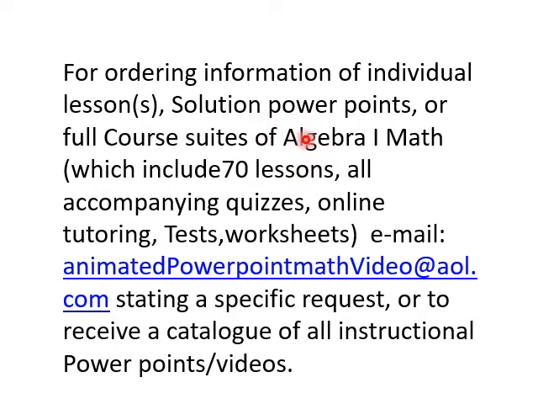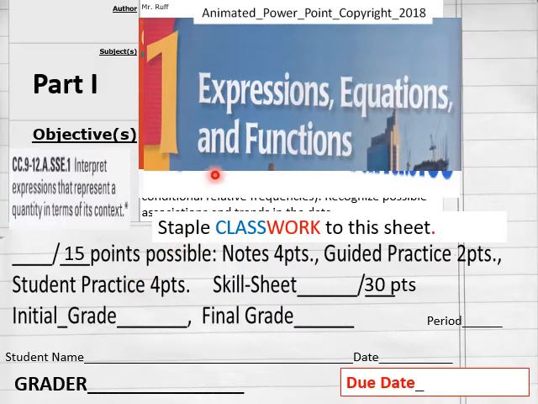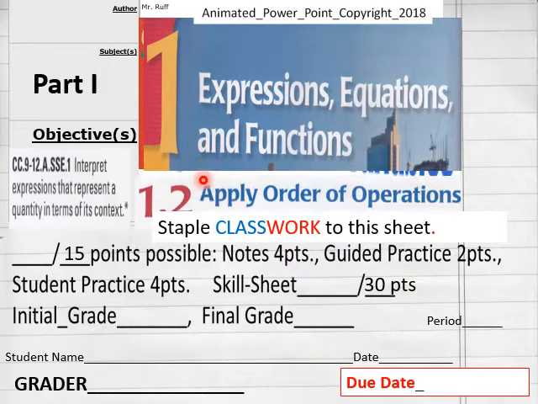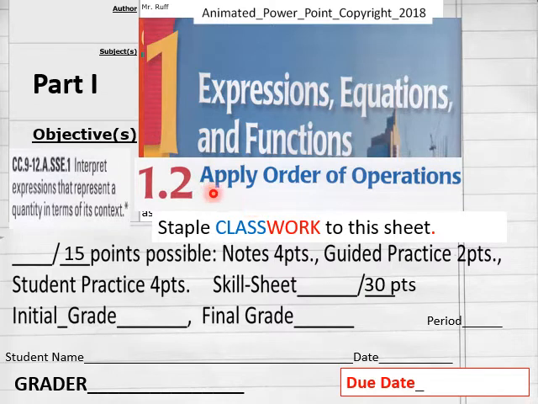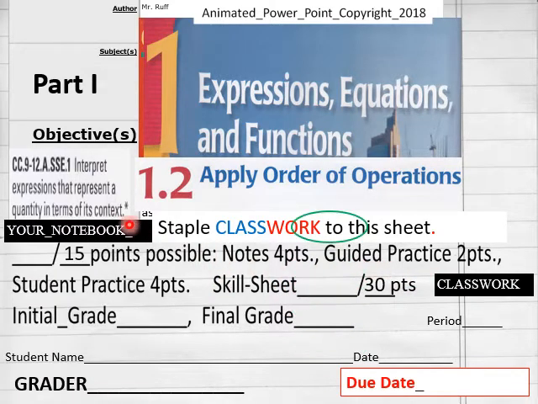Everybody, we're getting ready to do lesson 1.2 of Algebra 1 Math. Part 2 for 1.2 is available here. This is lesson 1.2, apply order of operations. We have a 30-point skill sheet here for classwork, and then we have a notebook guide worth 15 points if you need those as well.